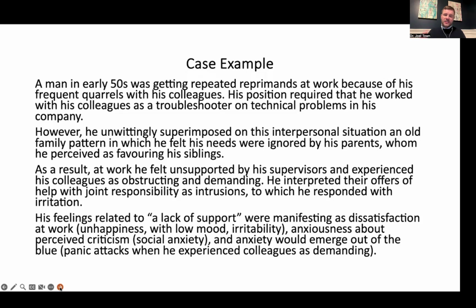Such it creates this vicious cycle of behavior where feelings are going avoided, and in fact, he's in this vicious cycle of getting anxious and depressed at work.